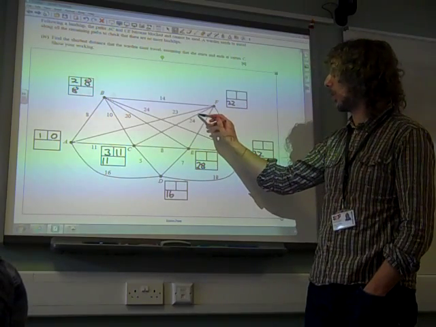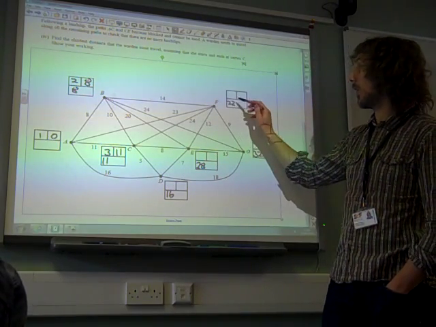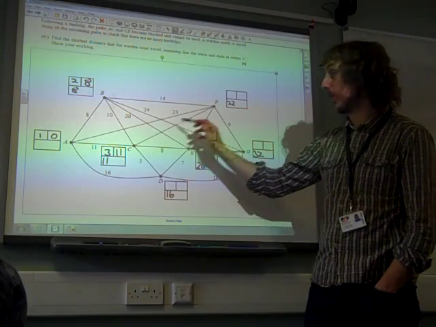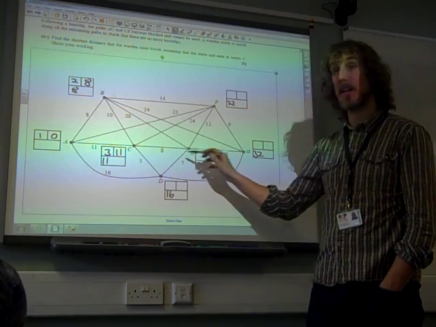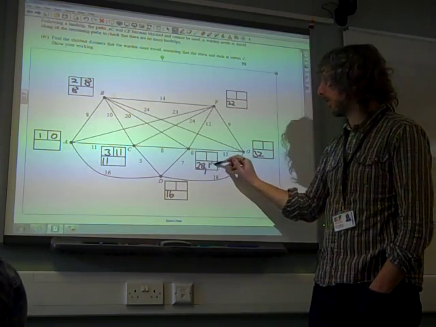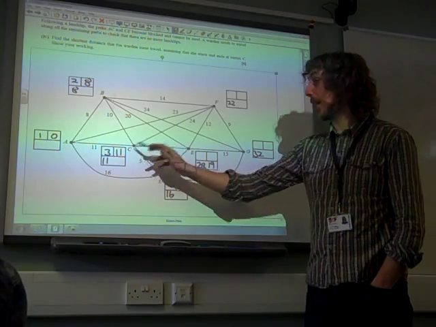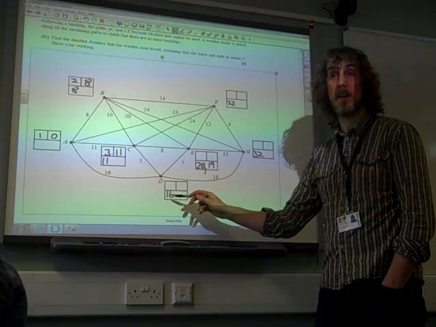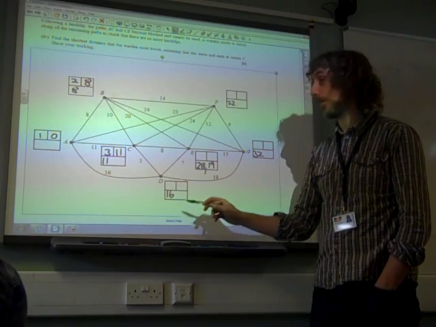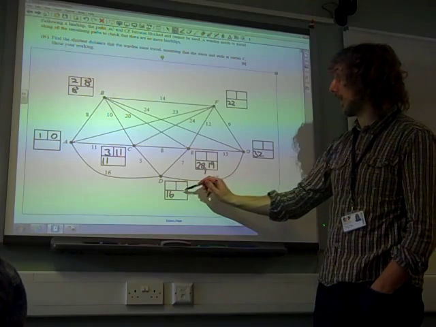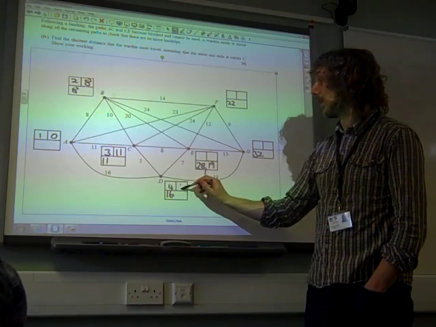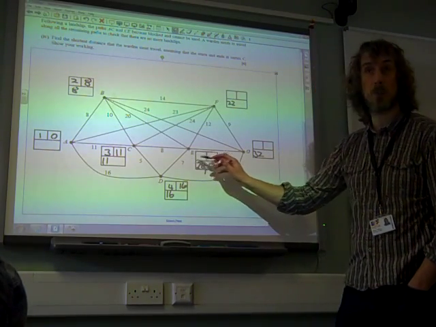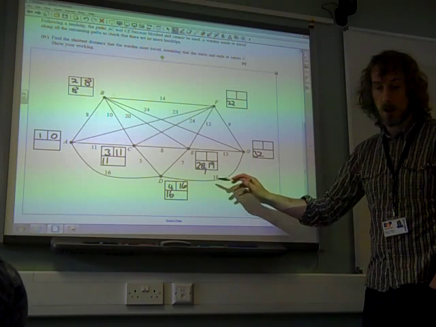11 add 24 is 35, which isn't better than 22. 11 add 8 is 19. That improves on the 28, doesn't it? And 11 add 5 is 16, which is the same as that 16, so we don't need to write it. Our smallest working value is now the 16 here. Make it permanent. 16 add 7 is worse than 19.